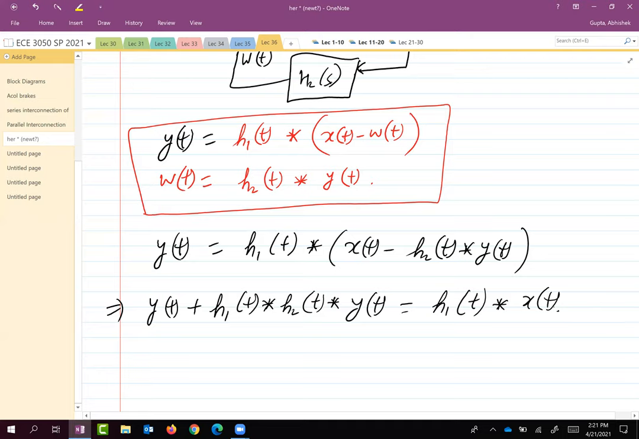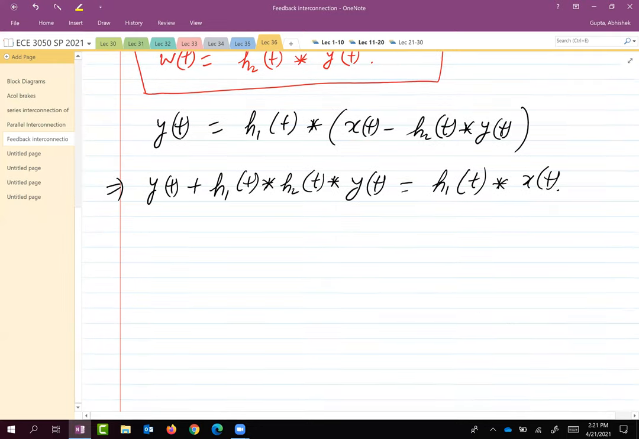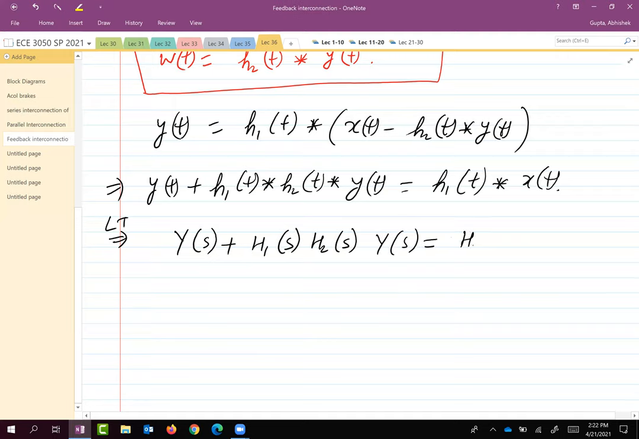It seems very complicated. I'm not sure how I would be able to solve this for a given x of t and given h1 of t and h2 of t. I'm not quite sure if I can use any of the things we have done so far to compute the value of y of t. However, let's assume that h1 of t or h2 of t or x of t could be an exponentially growing signal, so Fourier transform cannot be computed. Then I can actually do the Laplace transform on both the sides. And what I get is Y of s plus H1 of s H2 of s Y of s equals H1 of s X of s.